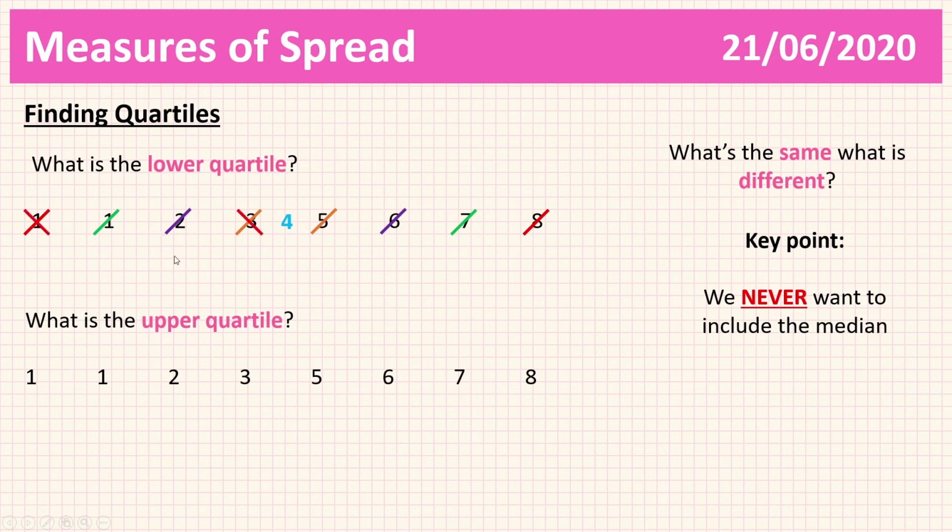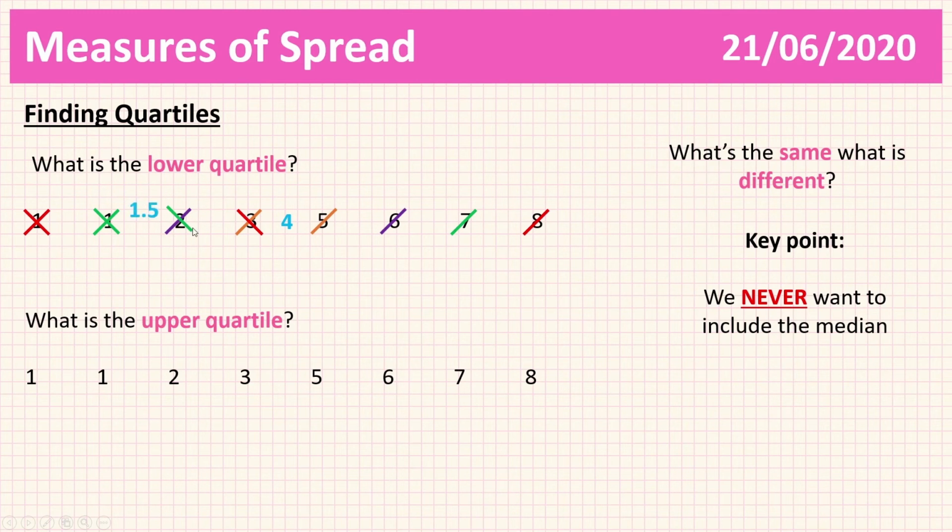So we're going to cross off on both sides, and we're looking for a number between 1 and 2. Now, there's no whole number between 1 and 2. In the previous question, we had a whole number. It was between 1 and 3, so 2 was the value. Here, we're trying to find the value between 1 and 2, and that has to be 1.5. So our lower quartile is 1.5.